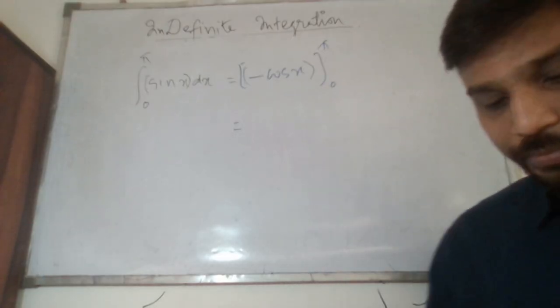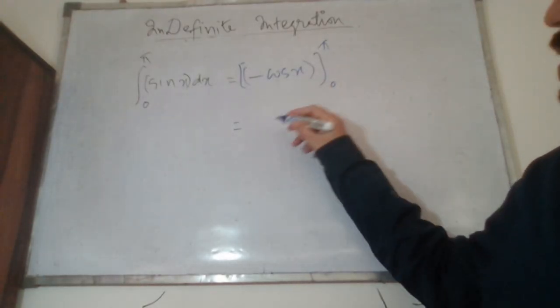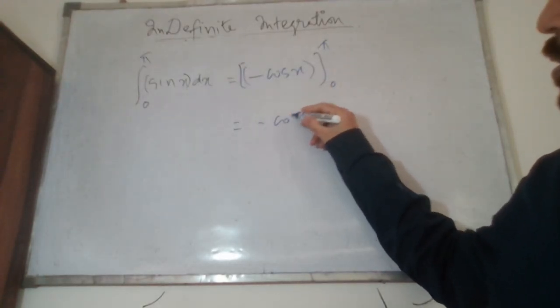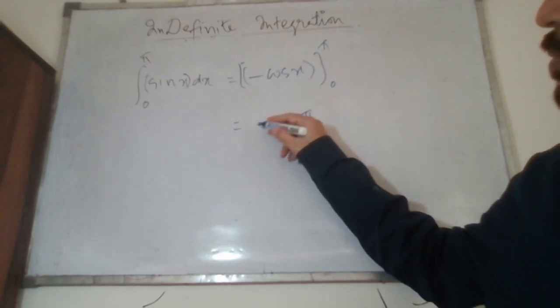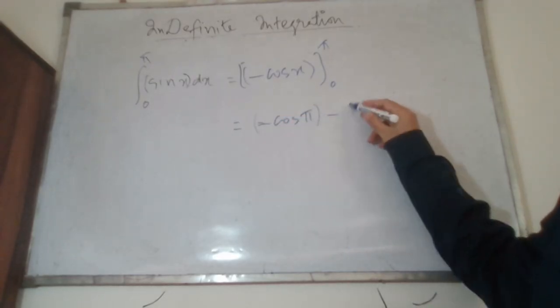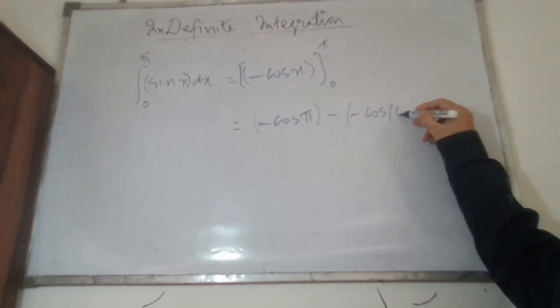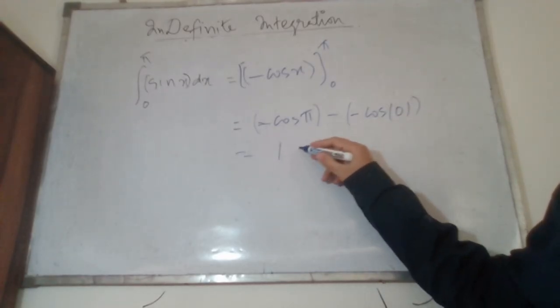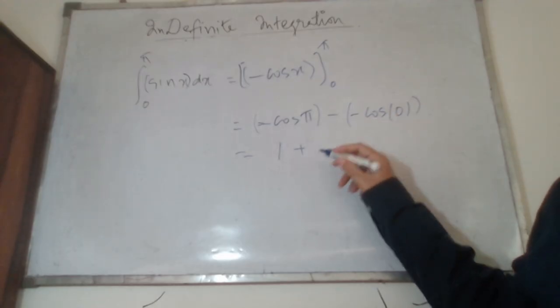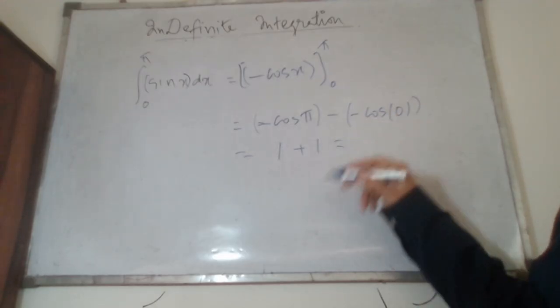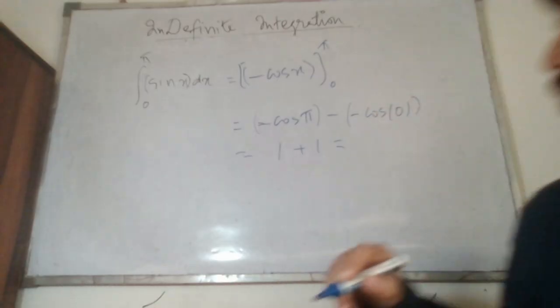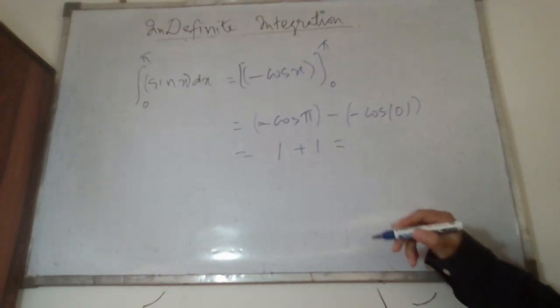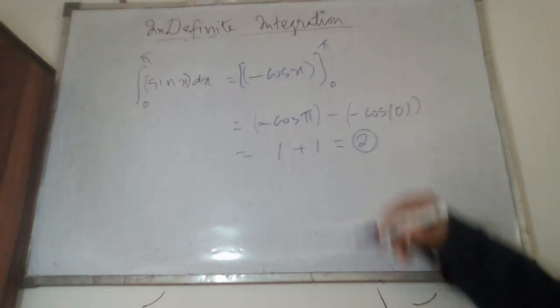Okay, so this value will get minus cos pi minus minus cos 0. Minus cos pi is 1, plus 1. So this value is coming out to be 2.